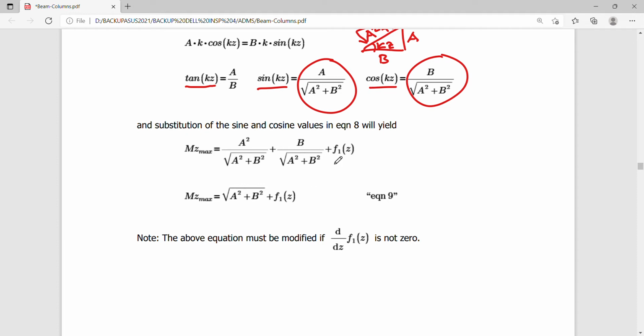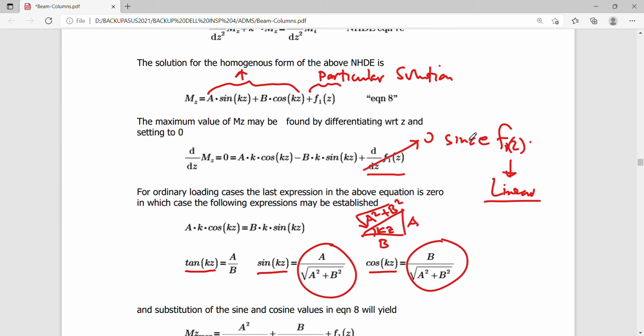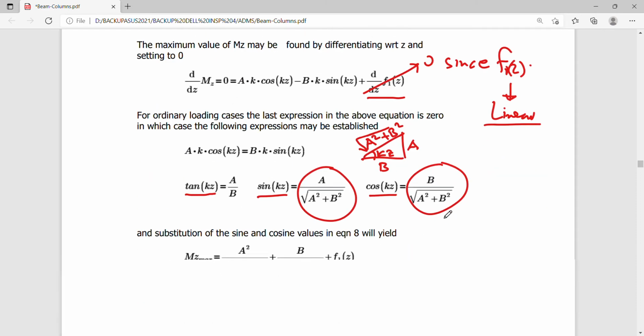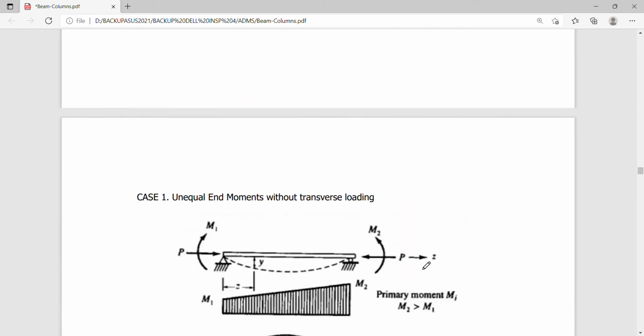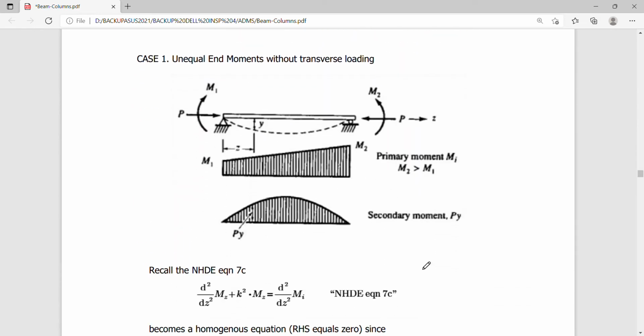So take note that the above equation should be modified in case the solution for the particular right-hand side of the differential equation is no longer linear, such that the derivative will not be equivalent to 0. So just be careful of such situation. So let's make things simpler by dividing the scenario into several cases.